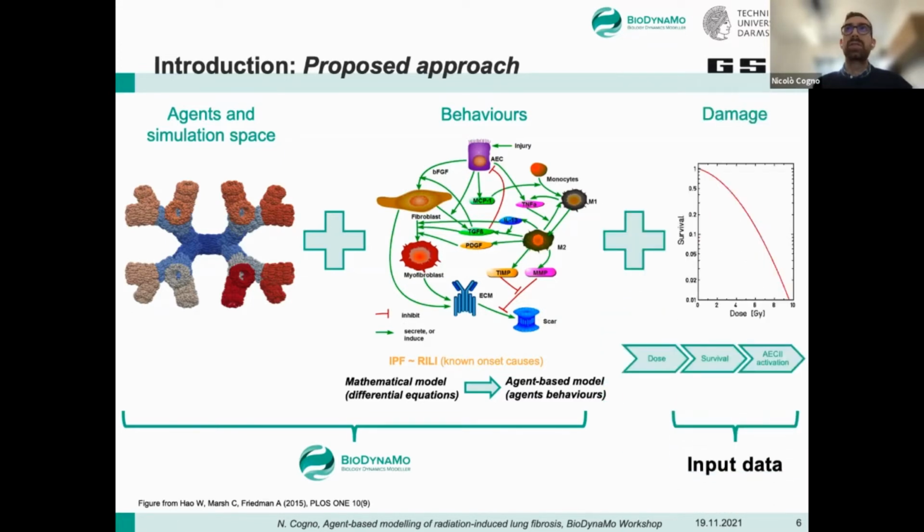On top of that, we wanted to simulate the damage to the cells that can then either undergo apoptosis or become activated, using as an input cell survival curves as a function of the dose, like this one that you can see here. And these two phenomena, the apoptosis or activation of the cells, are the ones that trigger the onset of the pneumonia and later on of the lung fibrosis.